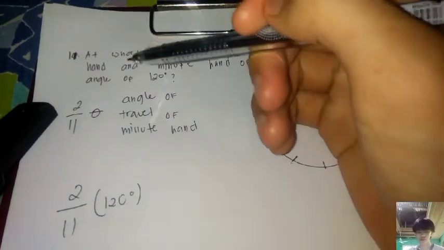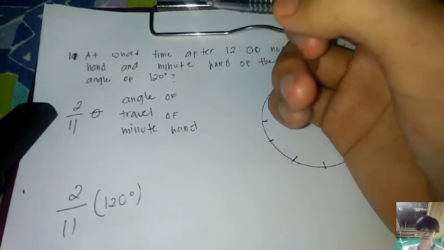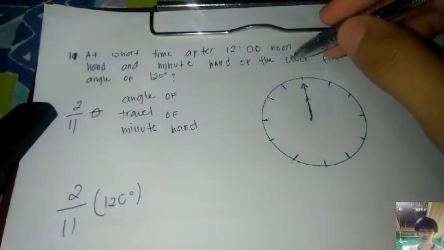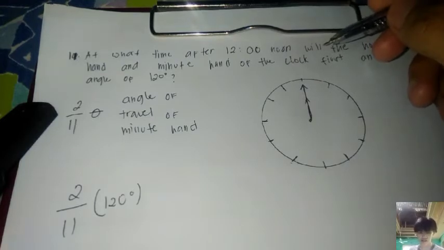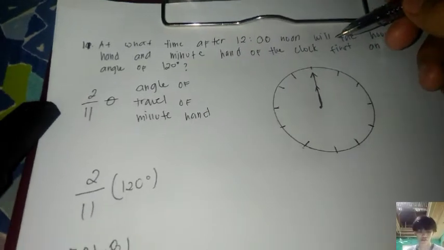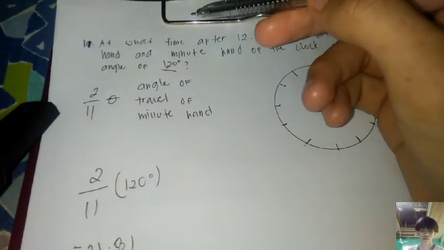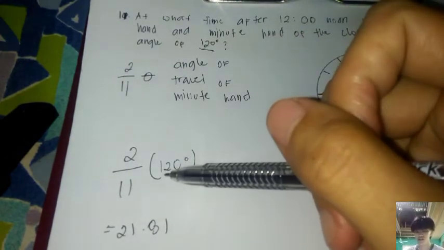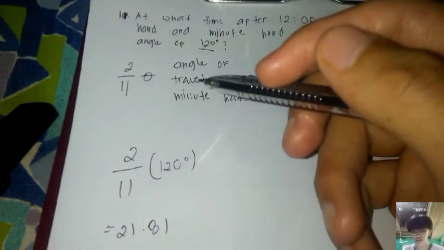So we have here the formula of 2 over 11 theta, and it came from the angle of travel of the minute hand. So we have here the illustration of the clock, with the hour hand and minute hand directed to 12 noon. So we have the equation of 120 degrees. So let's replace the theta with 120 degrees. So let's multiply the 2 over 11 by 120 degrees.